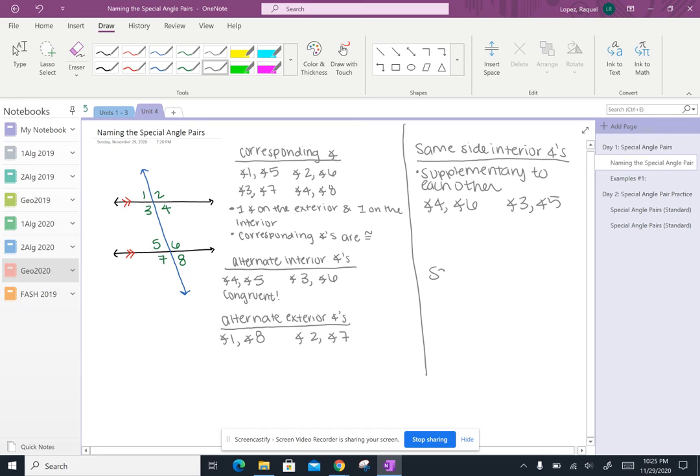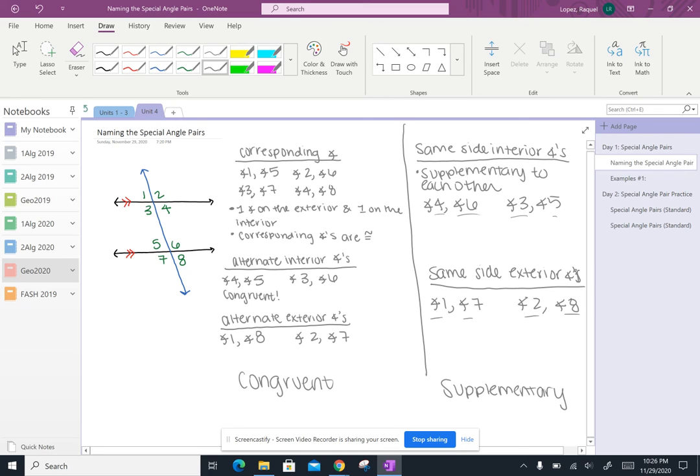And if there's same side interior, then there's also same side exterior angles, and those are going to be on the exterior region. So angle 1 and angle 7 are same side exterior angles, and angle 2 and angle 8 are same side exterior angles. Remember, these are going to be supplementary. So that means 1 is supplementary to 7, 2 is supplementary to 8, 4 is supplementary to 6, and 3 is supplementary to 5. And all the angle pairs on the other side, in the left column here, are congruent.